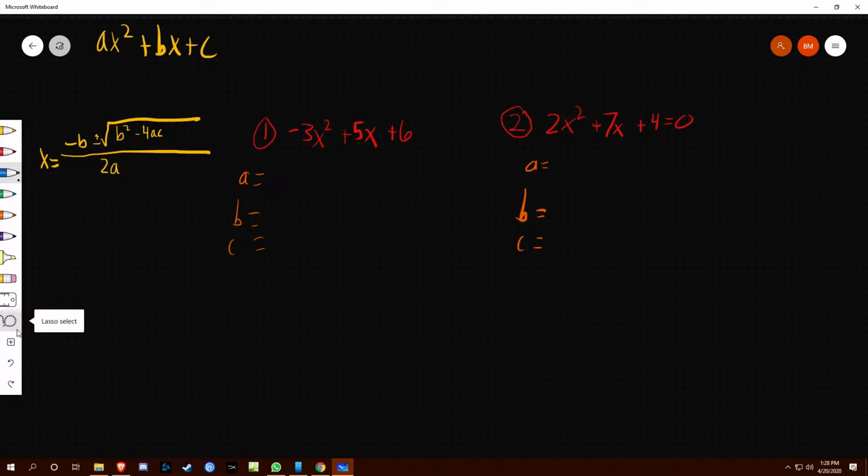Notice how the a, b, and c are the numbers in front of the variables. They are the coefficients. So my a would never be ax squared, or bx, because the x's are not included.